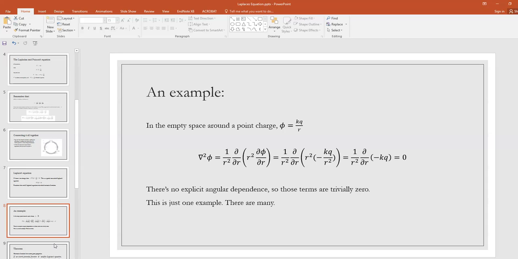Now, the empty space near that point charge, you could find the potential function just using our expression for point charges. So that expression is that the electric potential is equal to kq over r, where k is the Coulomb constant, which is 1 over 4 pi epsilon naught, and it's equal to 8.99 times 10 to the 9th in SI units.